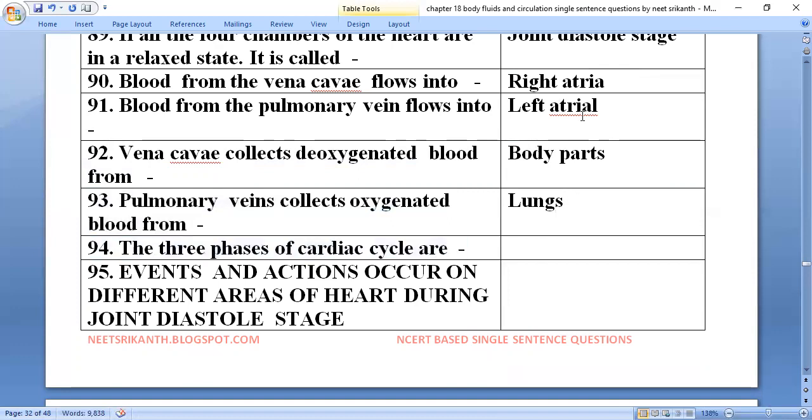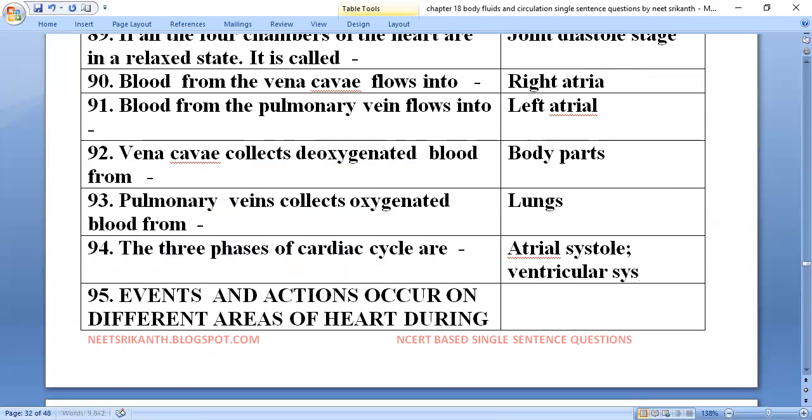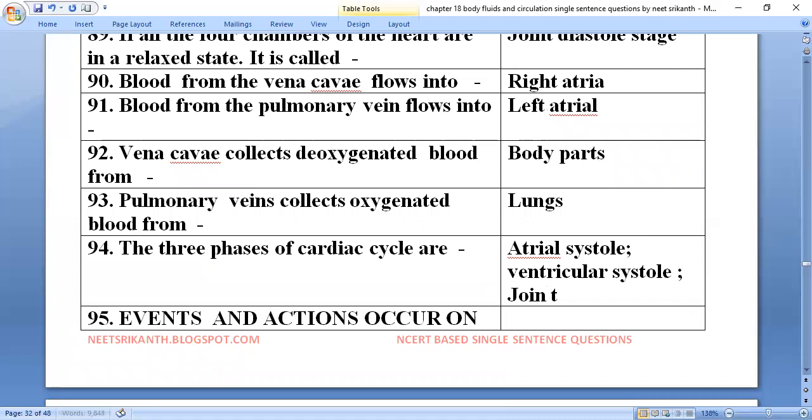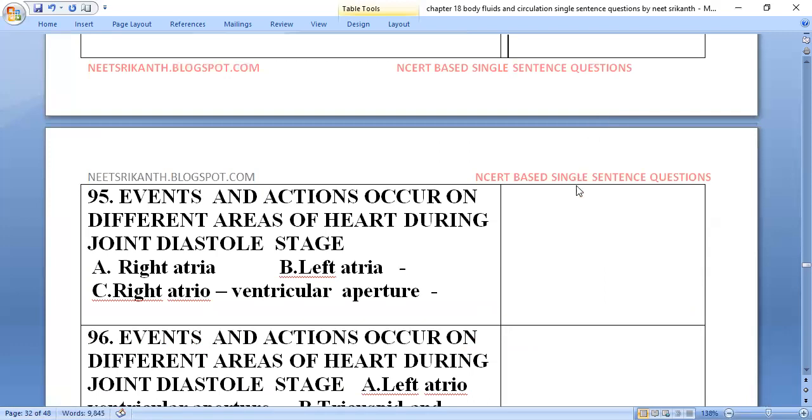The three phases of the cardiac cycle are atrial systole, ventricular systole, then joint diastole. Now let us see the events and actions occurring in the different areas of the heart during the joint diastole stage. Here, we need to take a look at the whole heart at one event time. The event now is joint diastole.